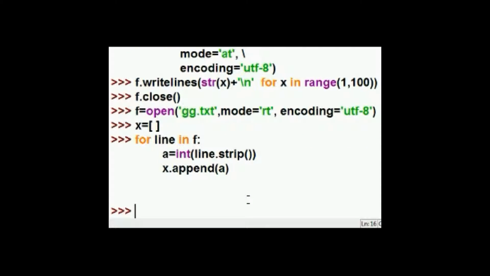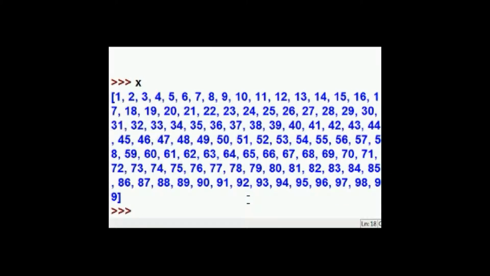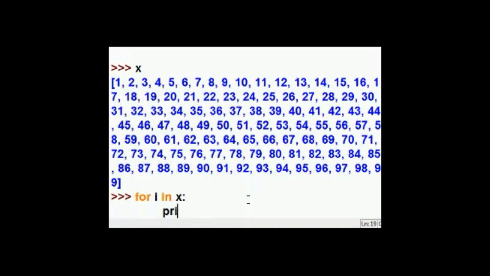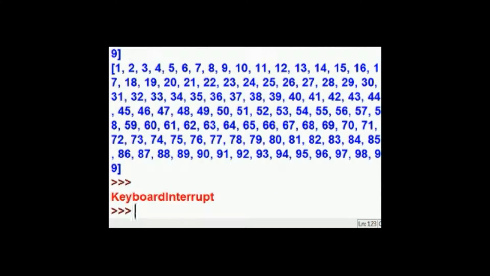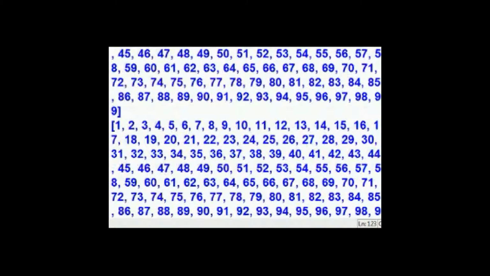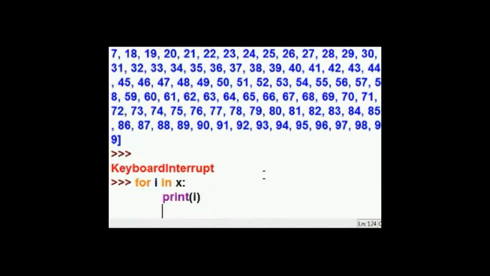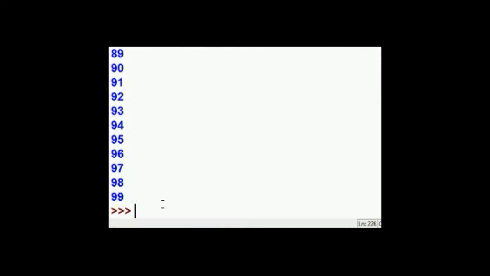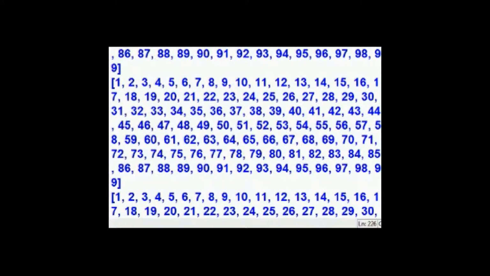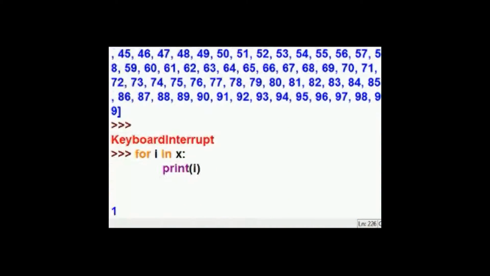That's done. Let's see what is in X now. Whoa. We've got all of our stuff now. For I in X, print X. Not print X, that should be print I. How do I do that? Okay, here we go again. For I in X, print I. And then we get all of our data, 1 through 99, as you can very clearly see, after my error.